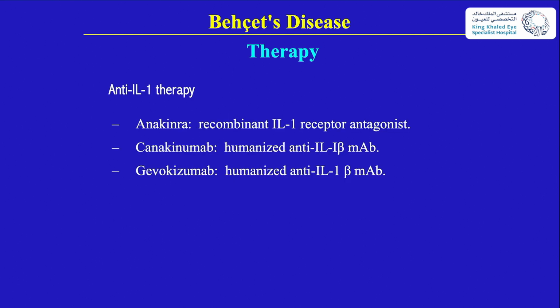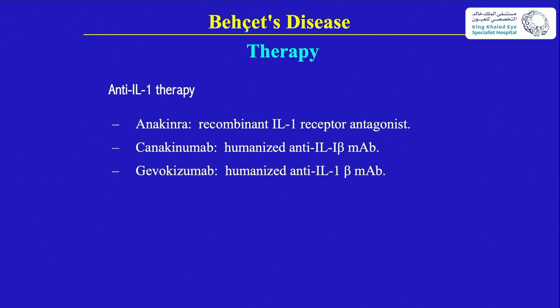There were trials to use other groups of biologics. Interleukin-1 is another important pro-inflammatory cytokine. But we never had detectable levels of interleukin-1 in the eye of patients with Behcet disease. We did many times. We never had detectable levels.